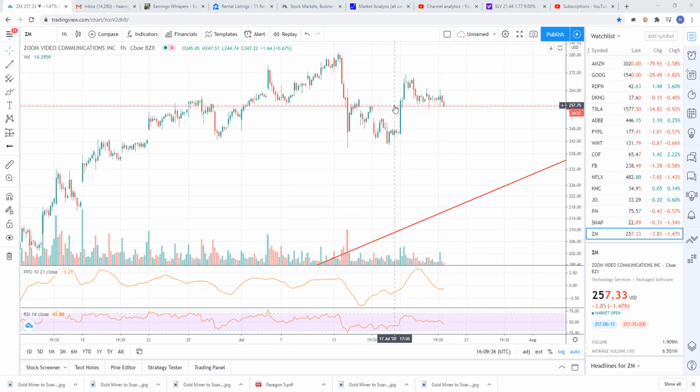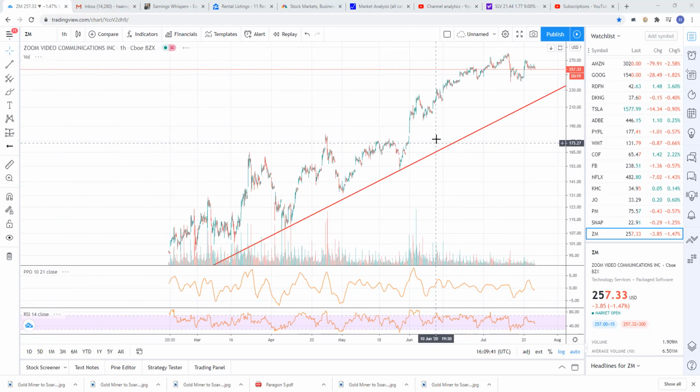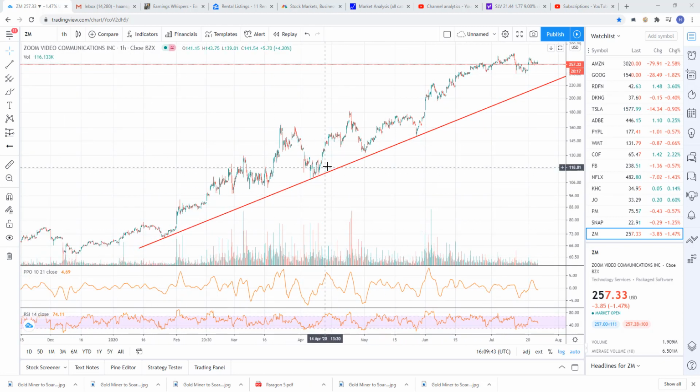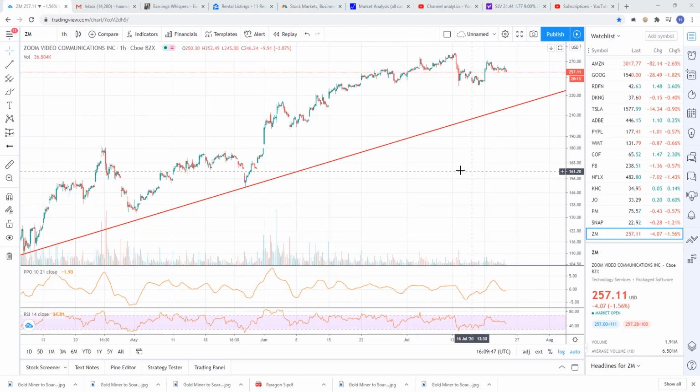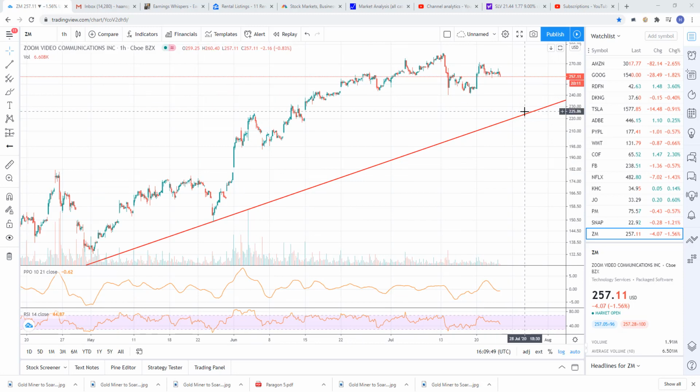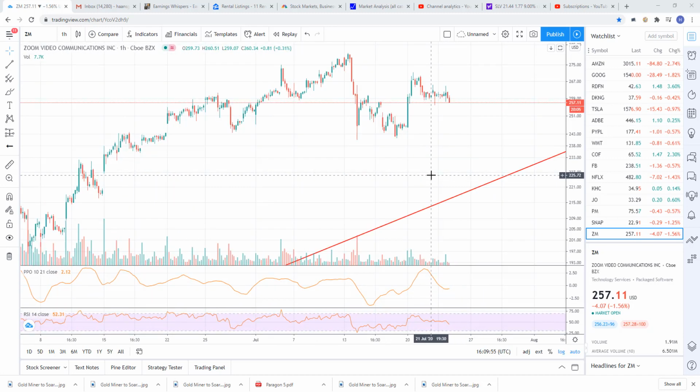Zoom. I like this one. I like this as a short. Now we're still above the major trend. Here's your major trend right here, and this thing's just been skyrocketing higher. However, it hasn't come back and tested support for a while. It looks like it's turning down and starting to head down towards support. I'm actually short this. I got a small position on it, short.